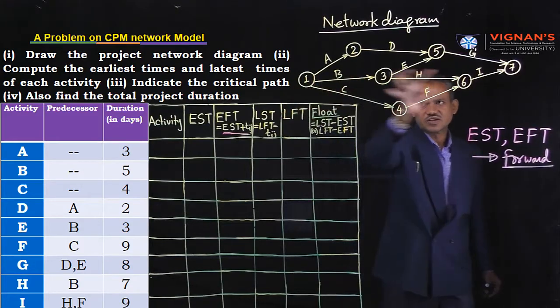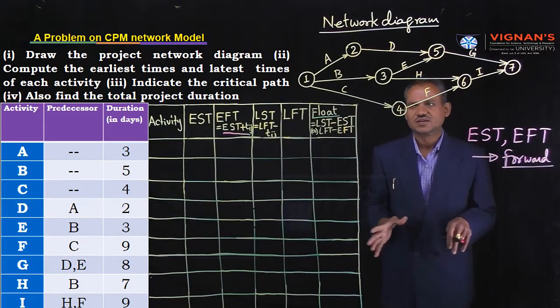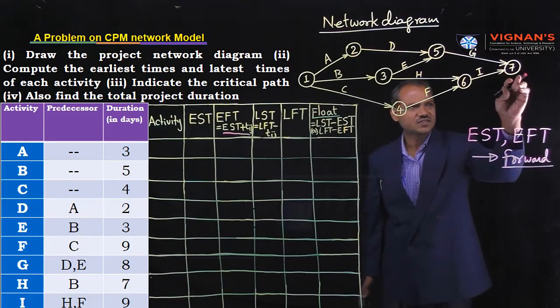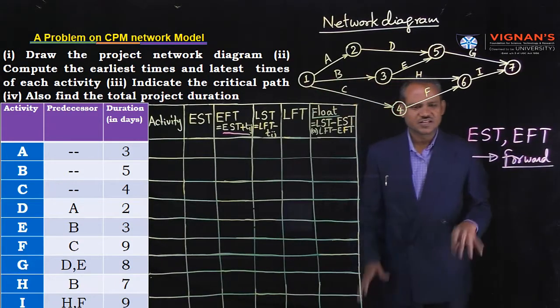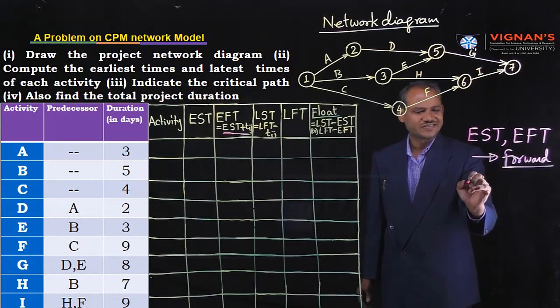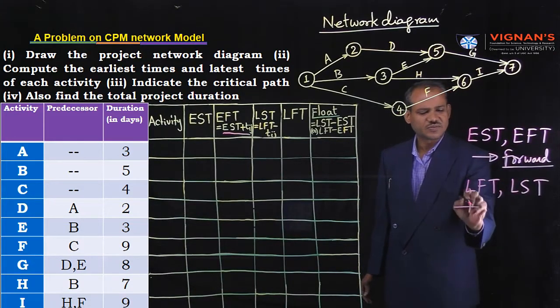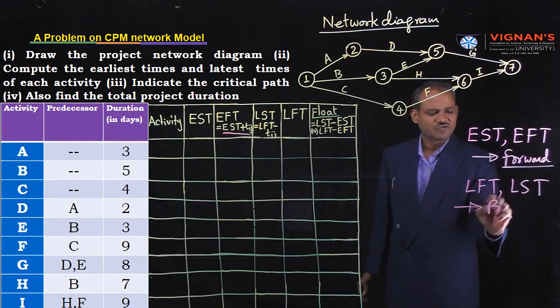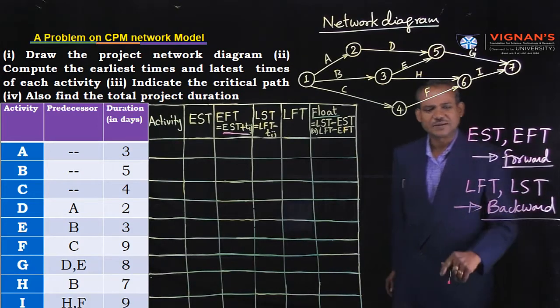That means we are moving from left to right, that is a forward pass recursion. If we move backward, that means we start from the last node of the entire network, that means 7 to 1, that is a backward pass recursion. In backward pass recursion, we are going to finish the other timings, that means LFT and LST. So these two timings are completed in backward pass recursion. Forward pass and backward pass.